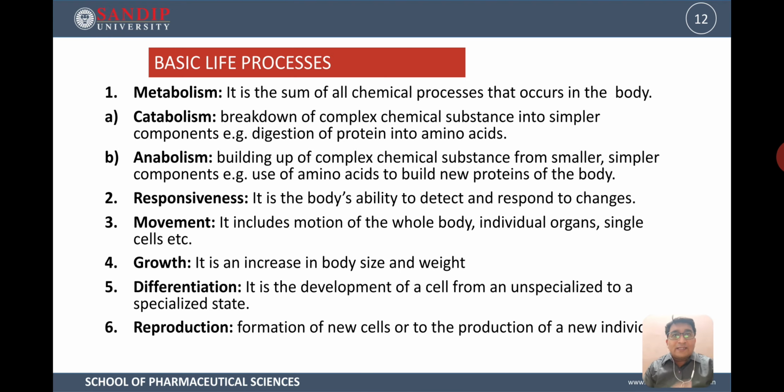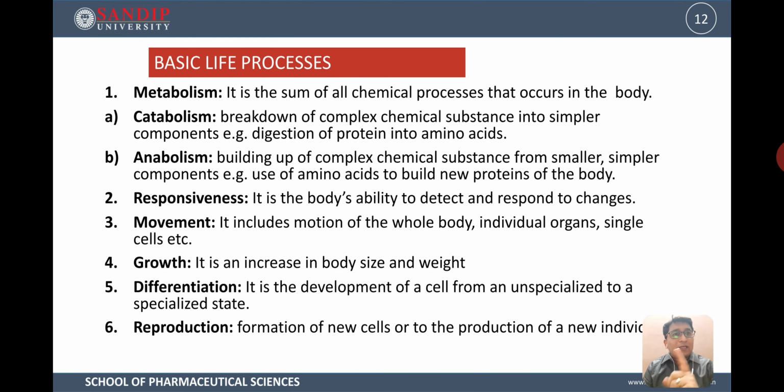Now there are two basic types. First one is catabolism and second one is anabolism. Catabolism means what? Cata means breakdown. It is the breakdown of chemical substances into simpler components. For example, digestion of proteins into amino acids. From the regular diet we obtain proteins, and those proteins are converted into amino acids. So this is the first process, which is known as catabolism.